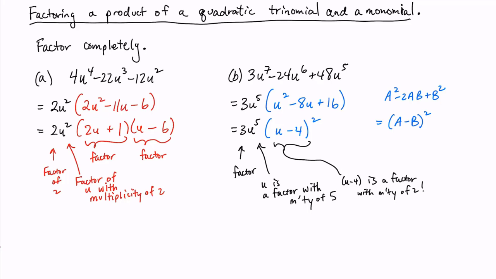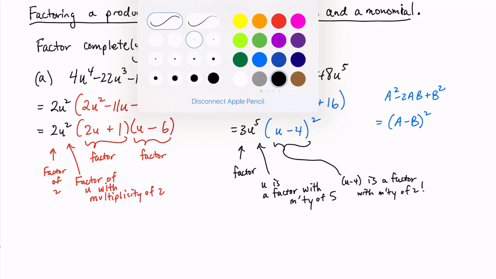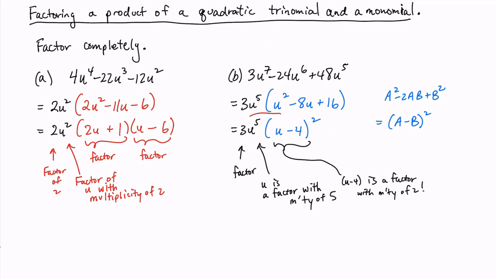So the minimum number of factors you should see here is 3, and the maximum number you might see is actually 8. Whoa. We have factored this completely. We have factored this completely as well. And there you go.